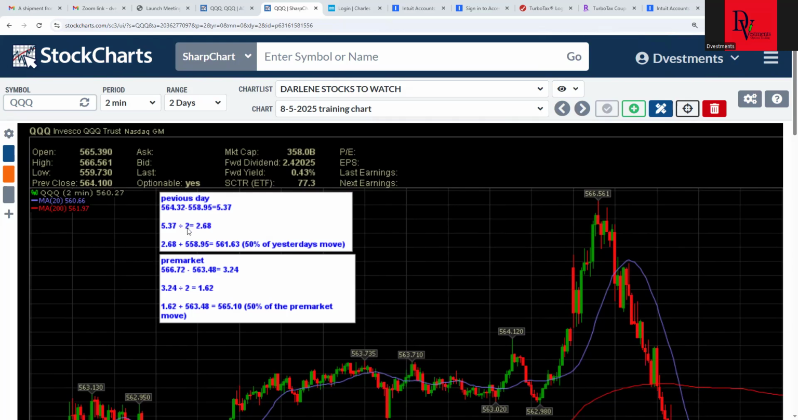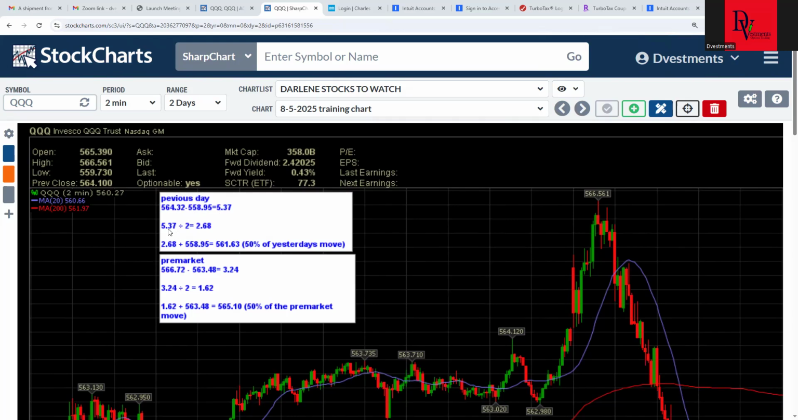So I had the previous day high as being 564.32 and the previous day low was 558.95. And if you take that 564.32 minus 558.95, that gets you $5.37.